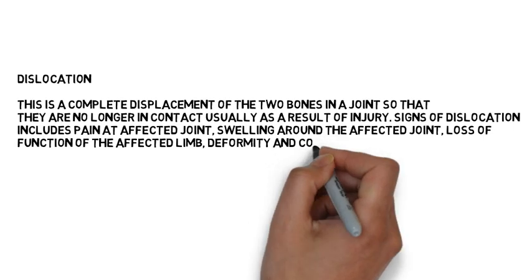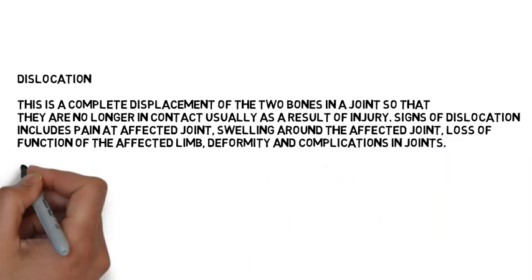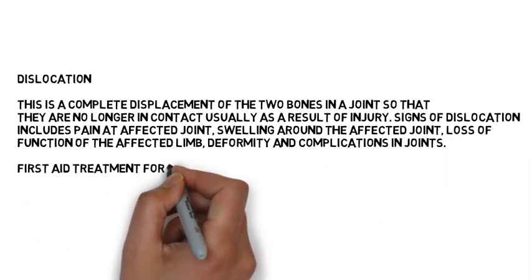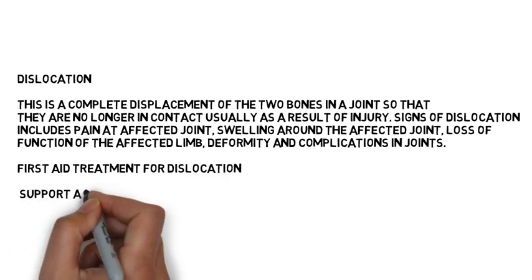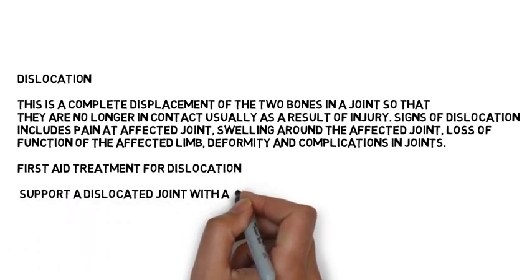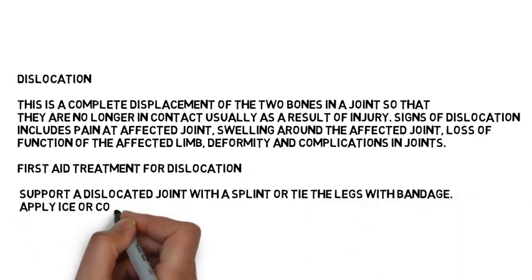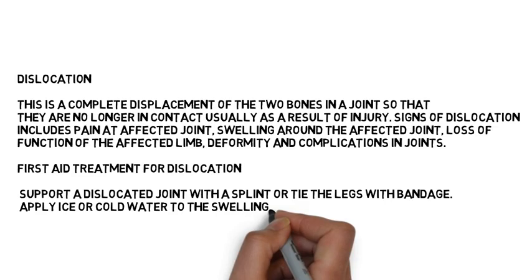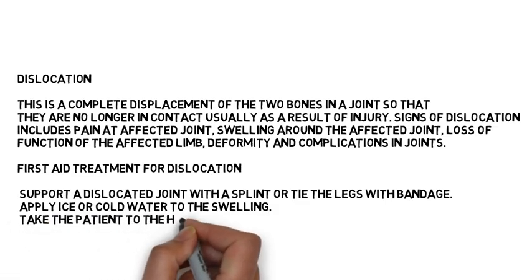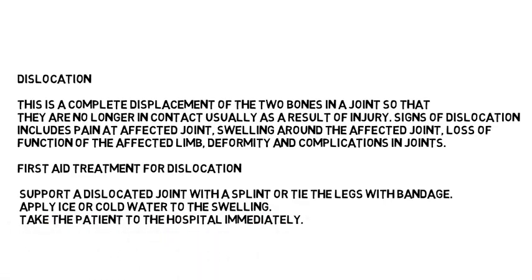First aid treatment for dislocations. 1. Support a dislocated joint with a splint or tie the legs with a bandage. 2. Apply ice or cold water to the swelling. 3. Take the patient to the hospital immediately.